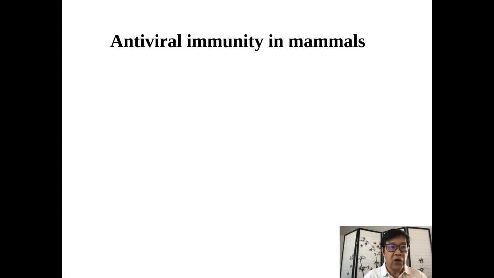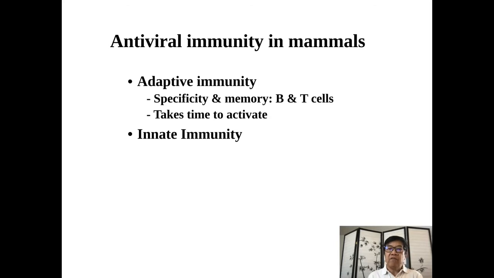A lot is known about antiviral immunity in mammals. In fact, the entire world is using the knowledge gained from virology and immunological research to get us out of the current COVID-19 pandemic, hopefully soon. And the antiviral defense mechanism in mammals can be divided into adaptive immunity and innate immunity.